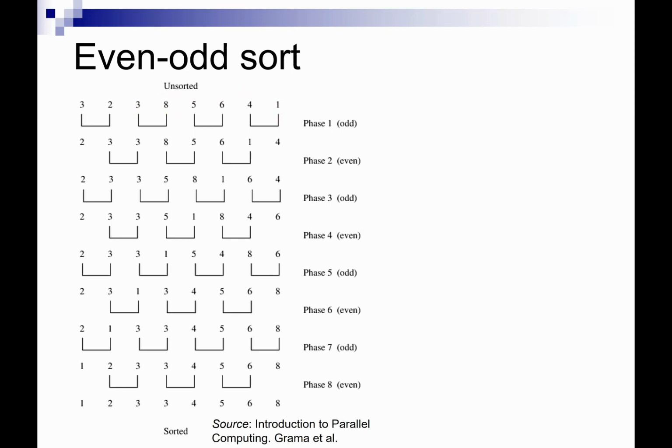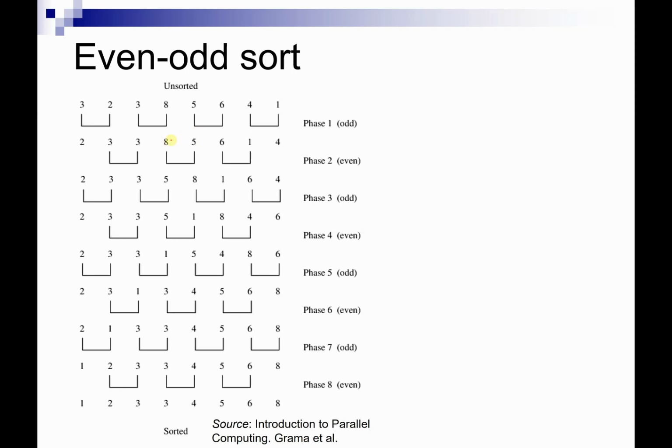Now in the second phase, we're again going to pair processes, but we're going to pair the other set of processes. Previously we paired processes 1, 2, and then 3, 4, and so on. In the even phases, we're going to pair processes 2, 3, 4, 5, 6, 7, and so on. Then after you pair the processes, you take the pair of numbers that they have and put them in the right order.